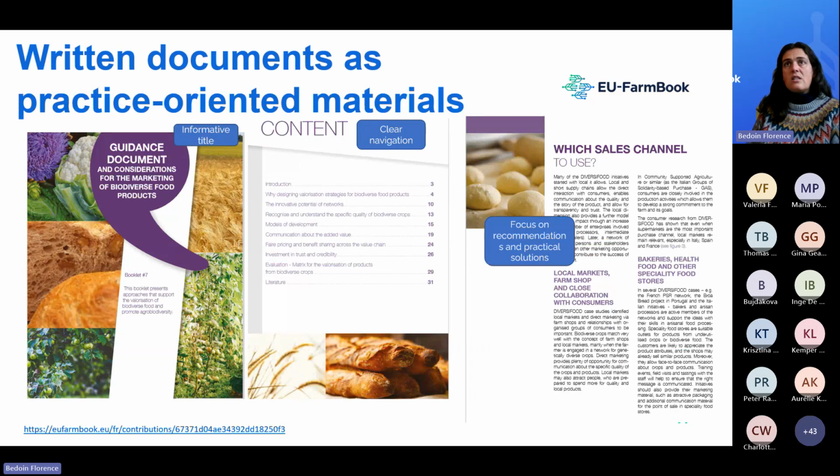like this one. So this is also on FarmBook. It's a document about marketing of biodiverse food products. And what is important in this kind of document is that you have a clear navigation, and that there is a focus on recommendations and practical solutions.